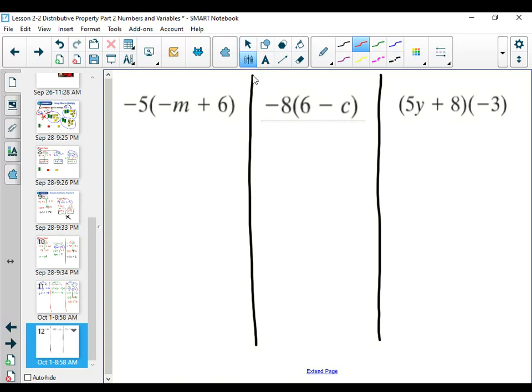Oh no, there's no number in front of m. Those ones are going to start hiding on me. I need to write in my own 1. Negative times a negative is a positive.